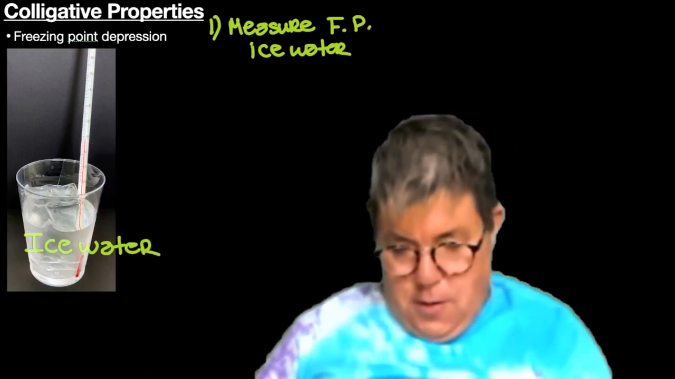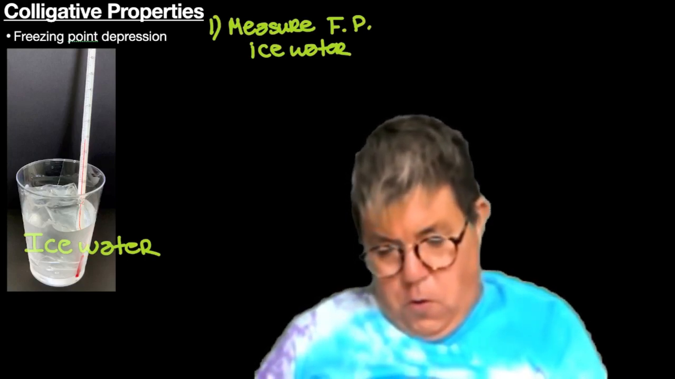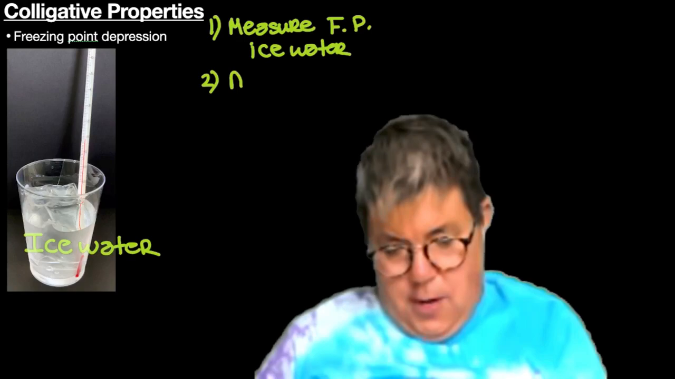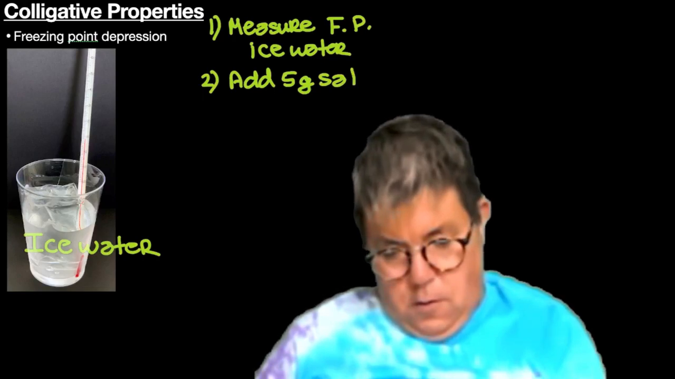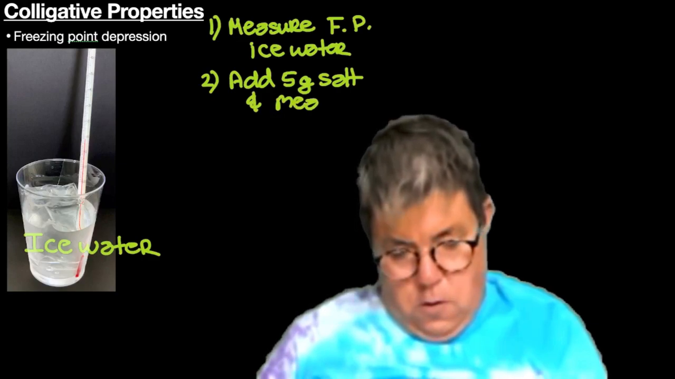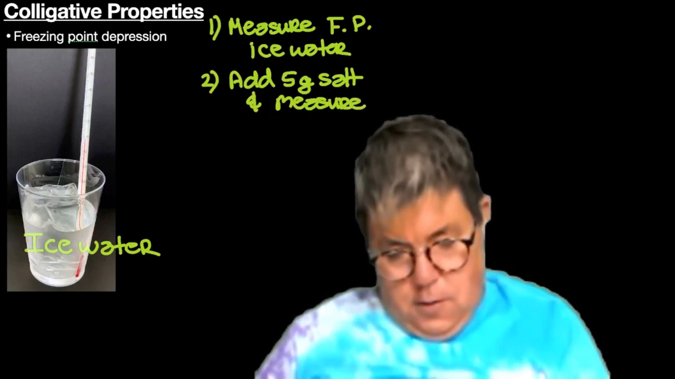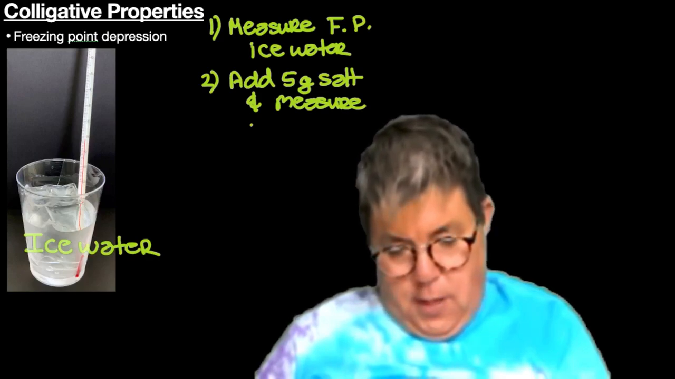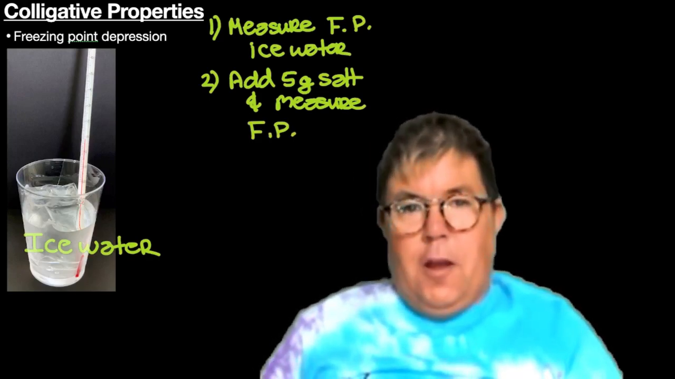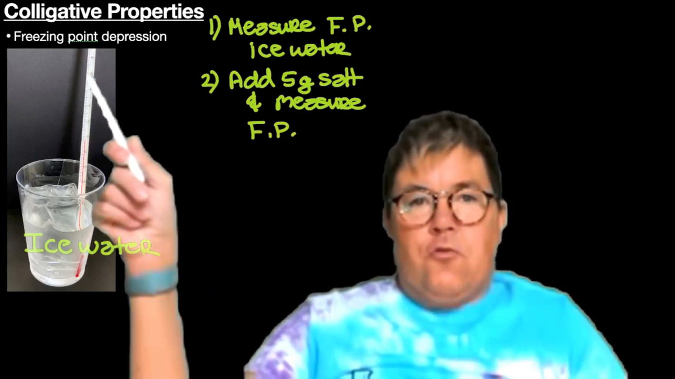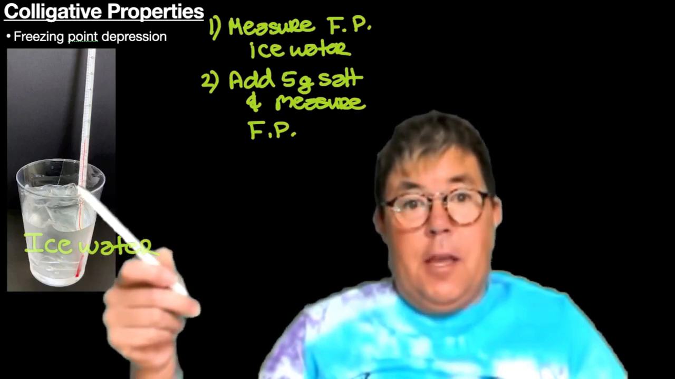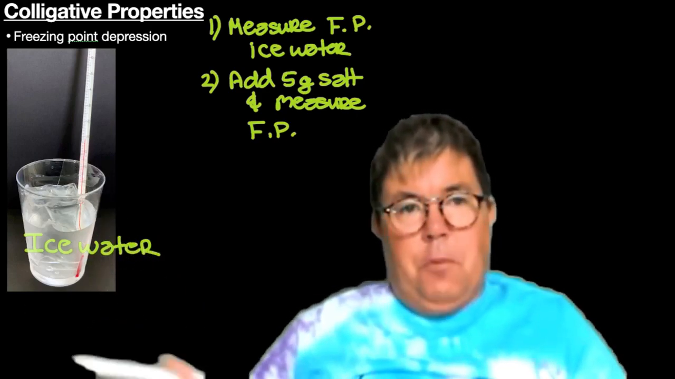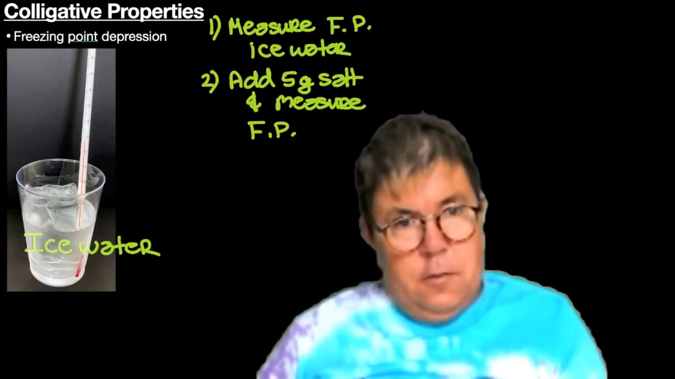Next, we're going to add 5 grams of salt and measure the freezing point again. So we're going to watch again the temperature drop on the thermometer, and we're going to see the lowest temperature that it reads.